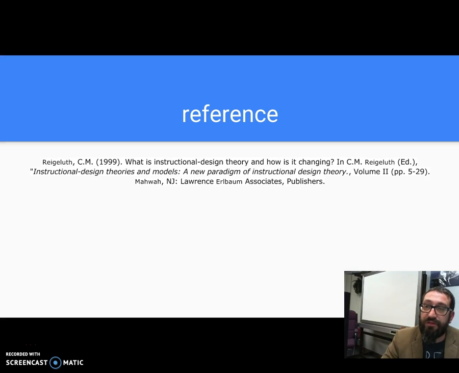And here is the reference. All this information came from What is Instructional Design Theory and How is it Changing?